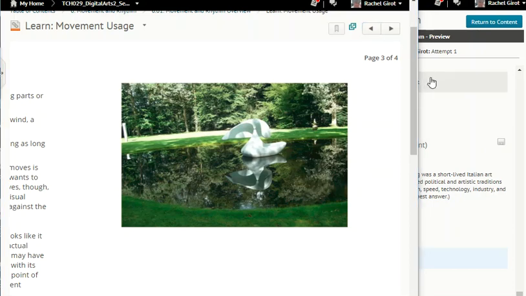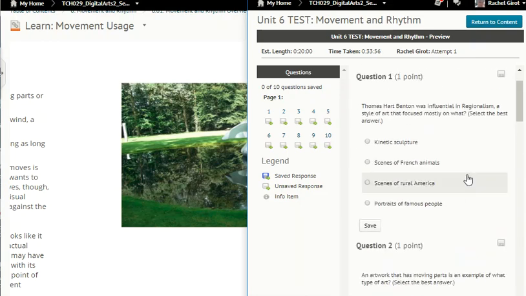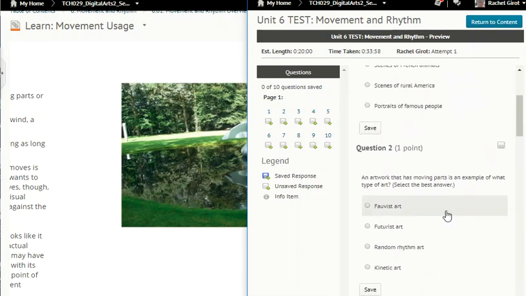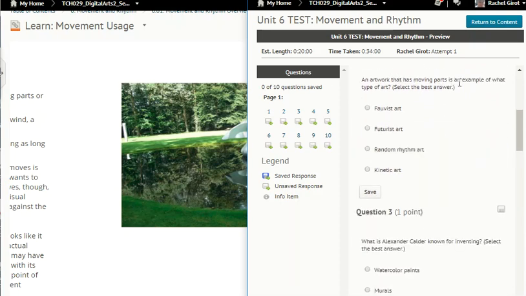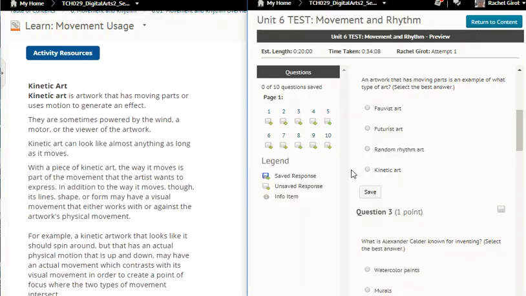Yes. I know there was a question over here related to kinetic art. Let's see if we can find it. All right. Not Thomas Hart. An artwork that has moving parts is an example of what type of art? Yeah, what type of art?